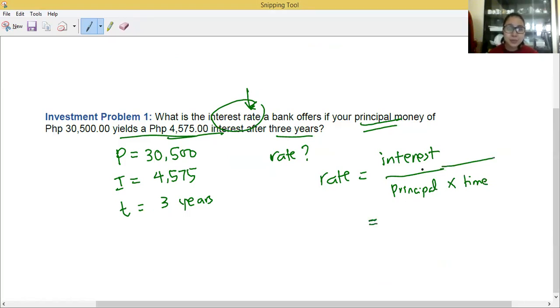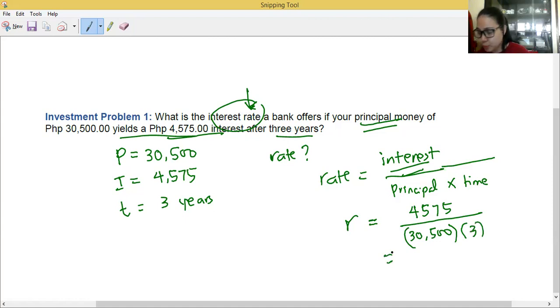Now, what is the interest? How much is the interest? 4,575. How about our principal? The principal is 30,500. You multiply it by time, which is 3. So we have 30,500 multiplied by 3. That's 4,575 divided by 91,500.